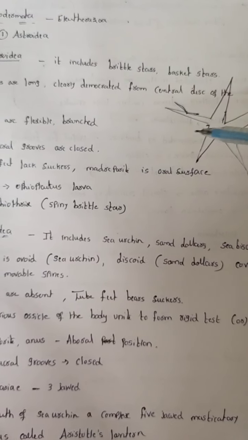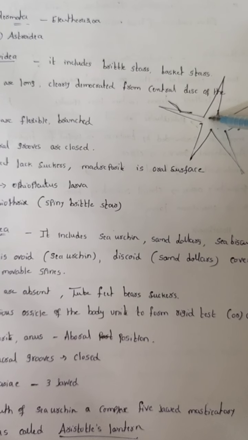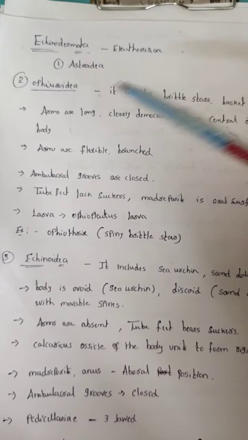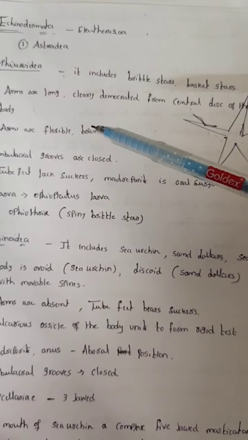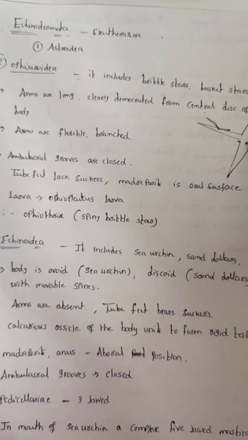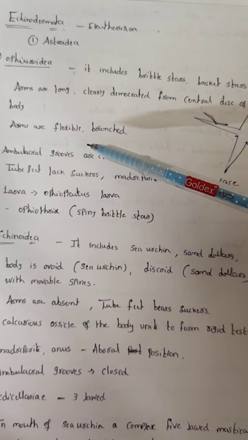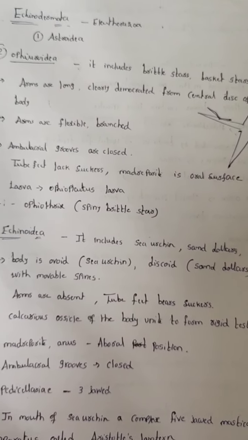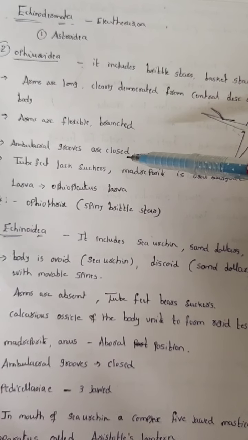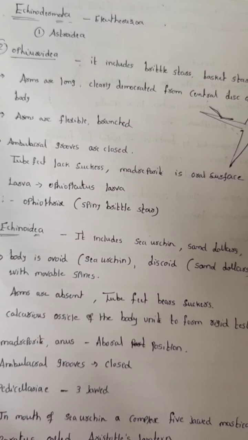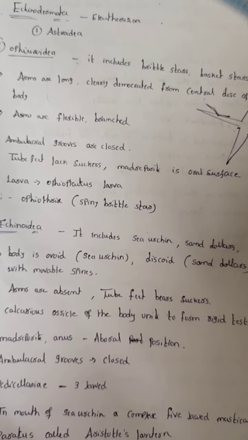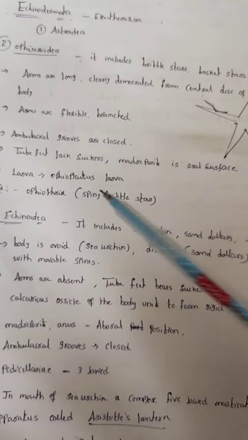In Asteroidea, the arms are not clearly demarcated from the central disc, but here the arms are long and clearly demarcated from the central disc of the body. The arms are flexible and branched. See, in Eleutherozoa there is only one common thing: umbilical grooves are closed and madreporite is open. Except for the Asteroidea, which have madreporites and umbilical grooves that are both open.